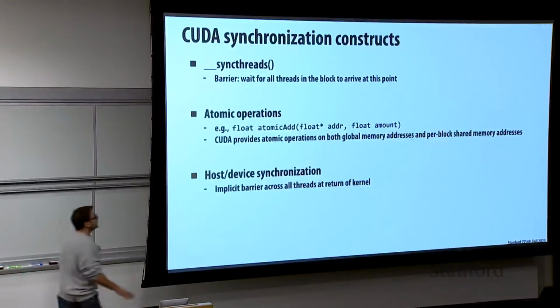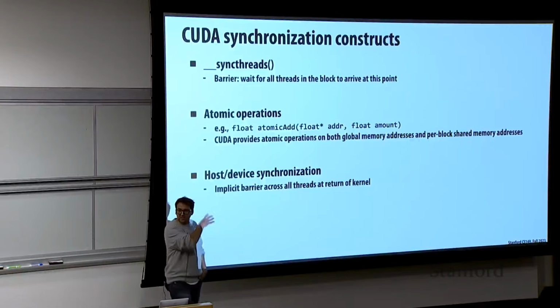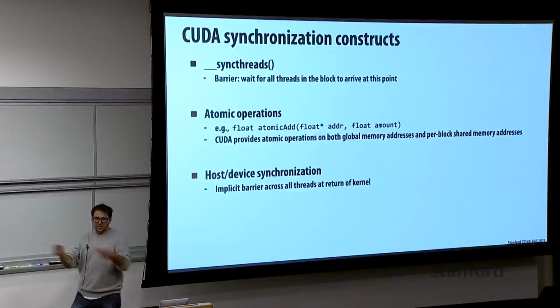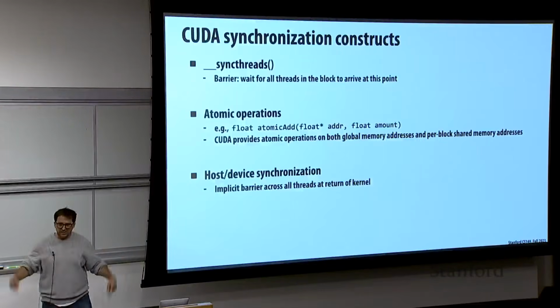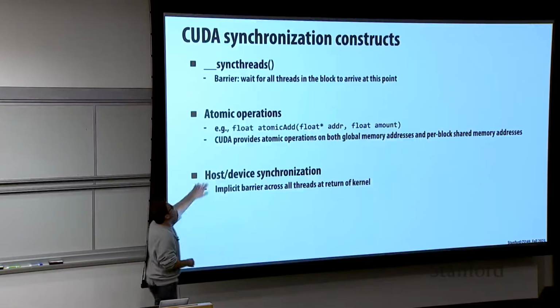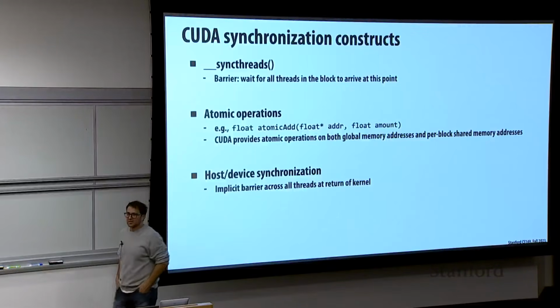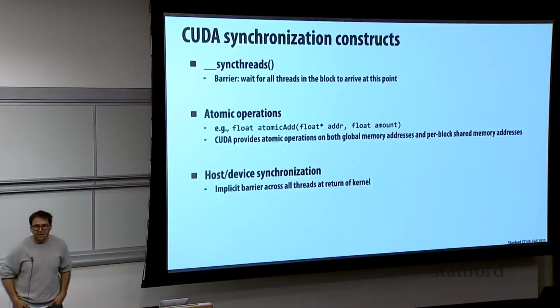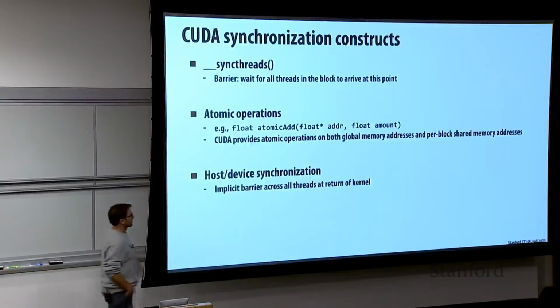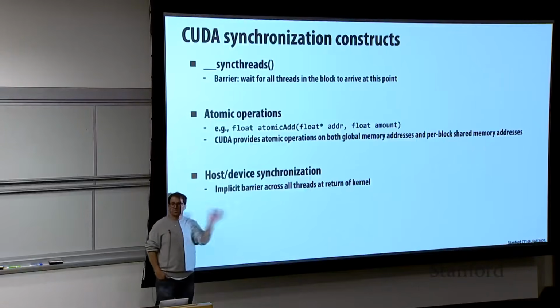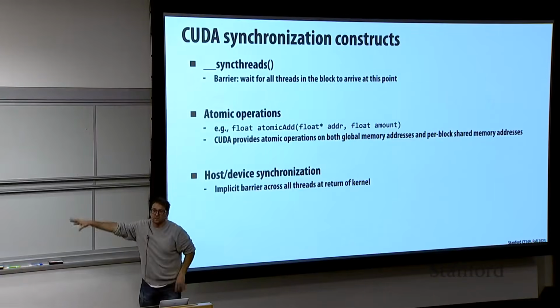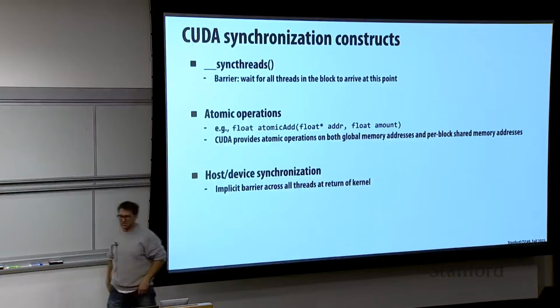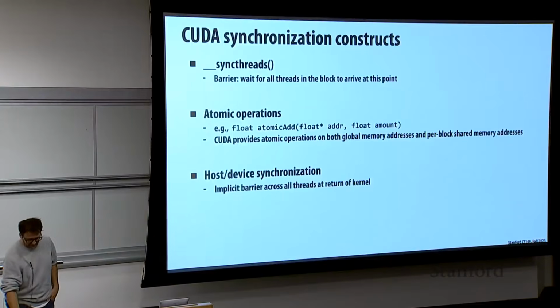Okay, so unlike ISPC, which had those cross-lane operations to communicate between instances, CUDA has a variety of synchronization constructs. It has a per thread block barrier, it has atomic operations, and then of course there's synchronization that you have to do between the host and the device: start these CUDA threads, wait for them to be done, and stuff like that. And you'll run into all of that on assignment 3.